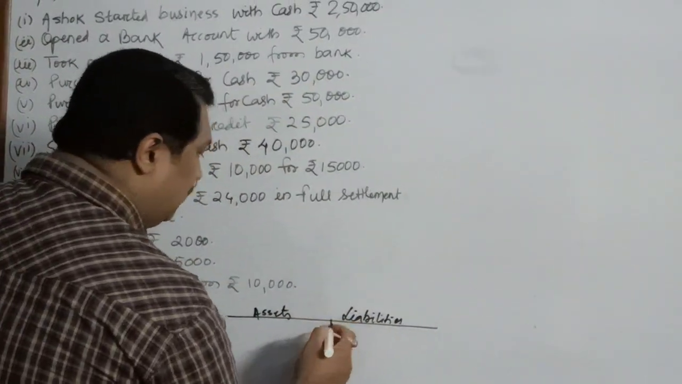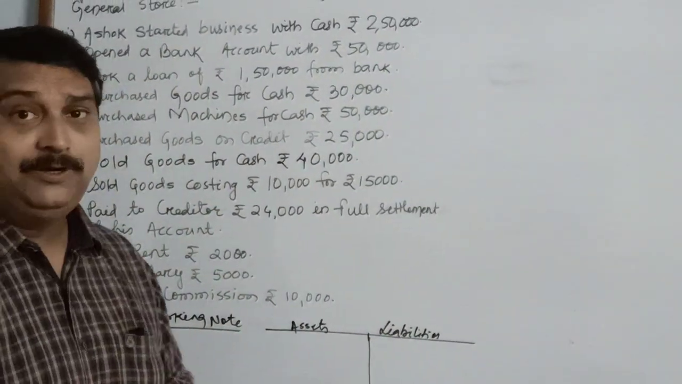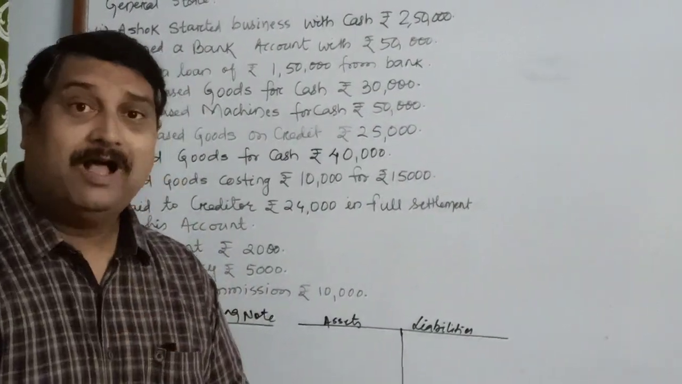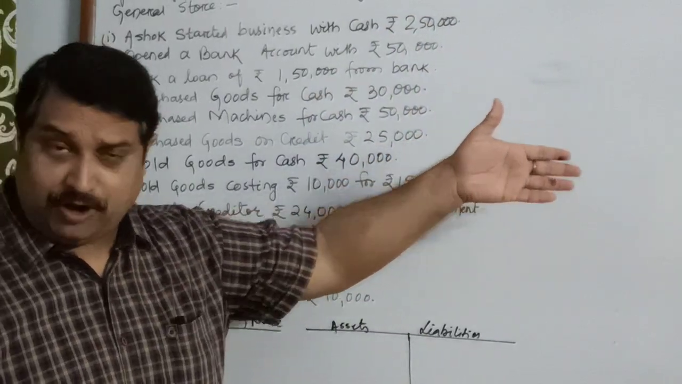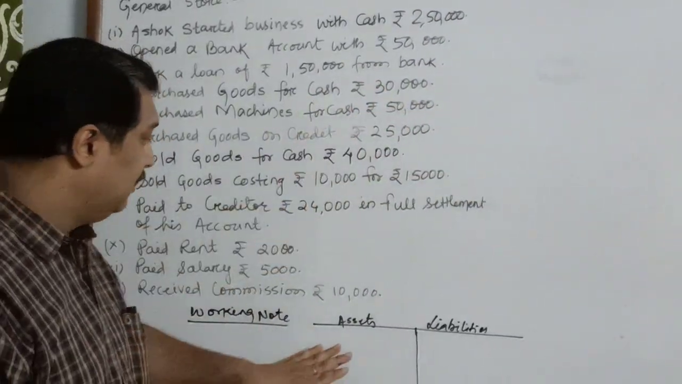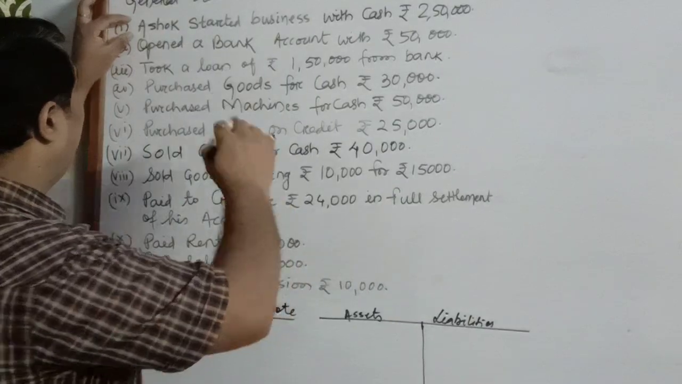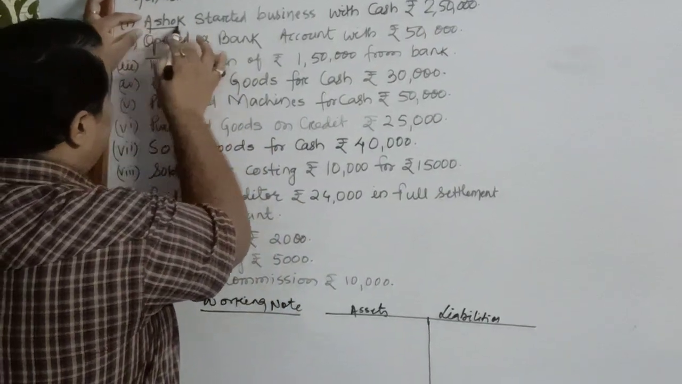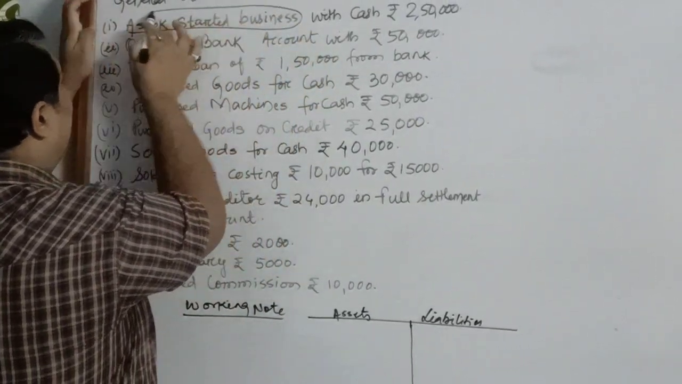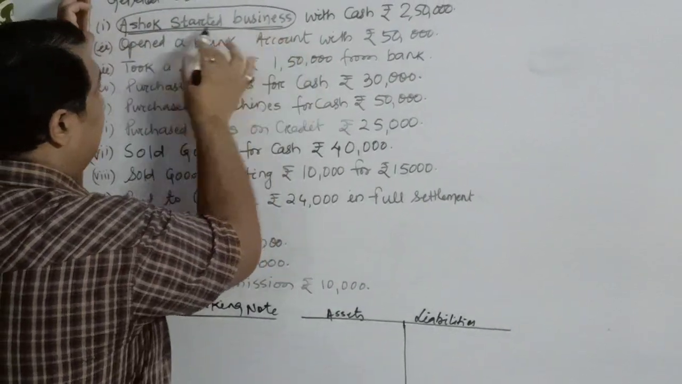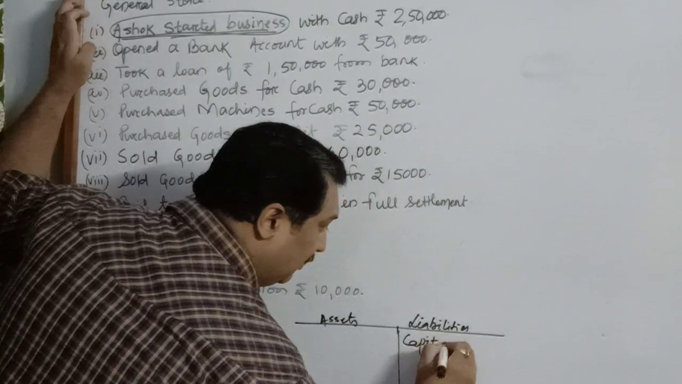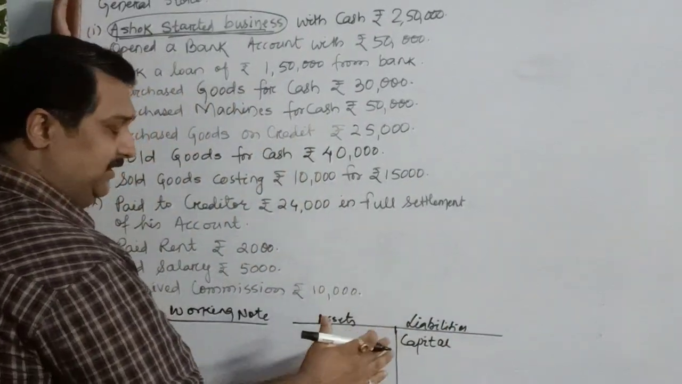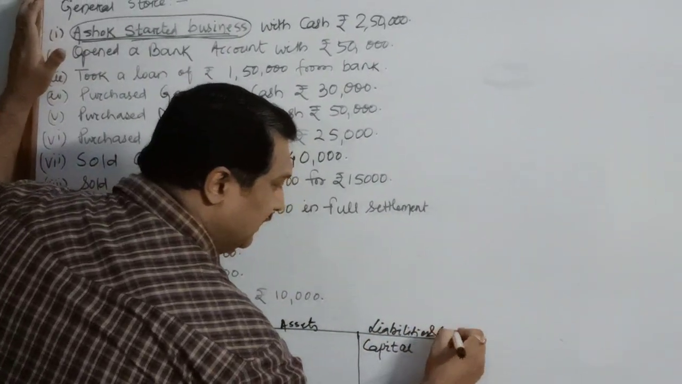I am asking you to do so that you will be able to know how many columns you will need for your format of the equation. Now over here, what is going to happen? Ashok is starting a business. Whenever any person starts a business, what is that called? That is called capital. So capital will come under the head liabilities, because you can write liabilities and capital.